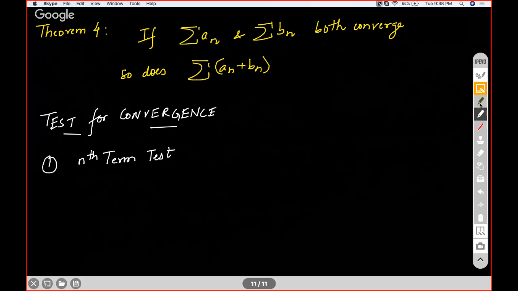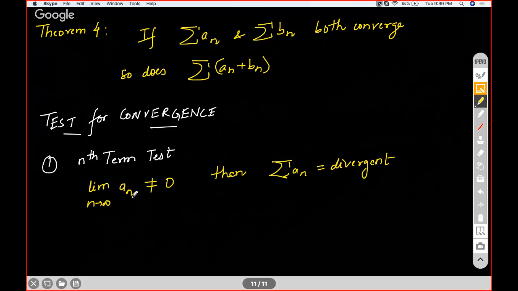We have already seen this in our theorem number 1: if the limit of an as n tends to infinity is not 0, then the series is divergent. But if it is equal to 0, the test fails. We cannot guarantee that it has to converge. So first we see whether the nth term test helps us. If it doesn't, then we have to take care of some other tests.